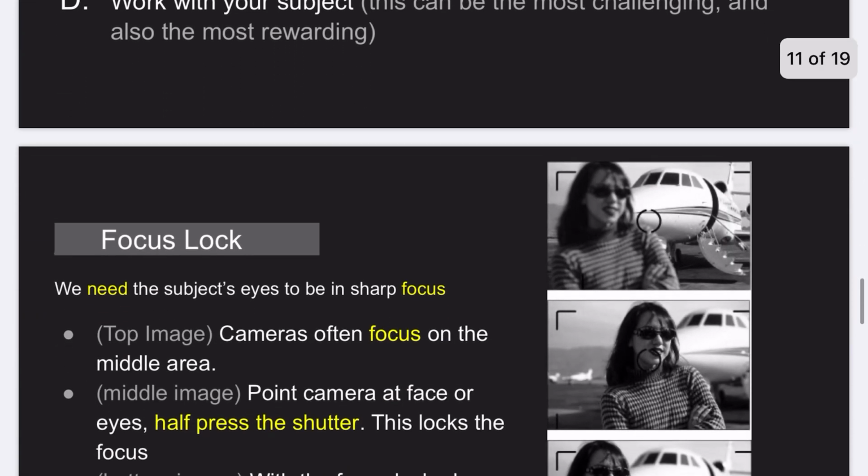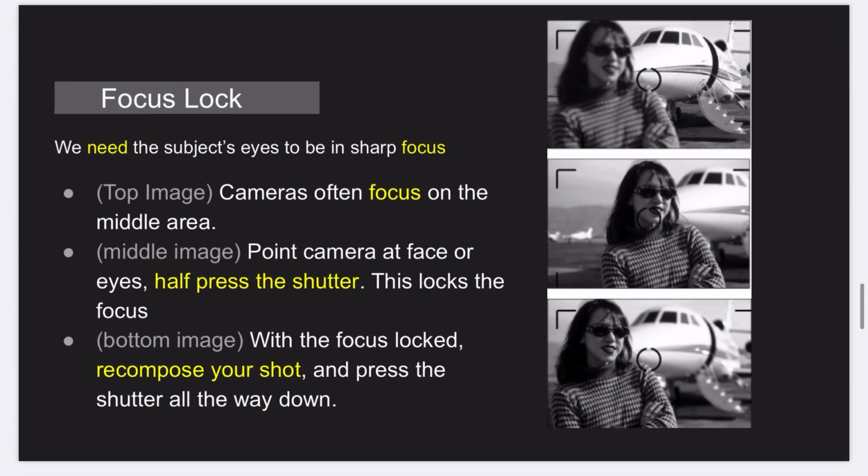First, let's have a look at focus lock. Your camera will probably focus right in the middle. We don't really want that. That's not going to help us with our eyes, because our eyes are going to be probably about a third of the way up the frame.